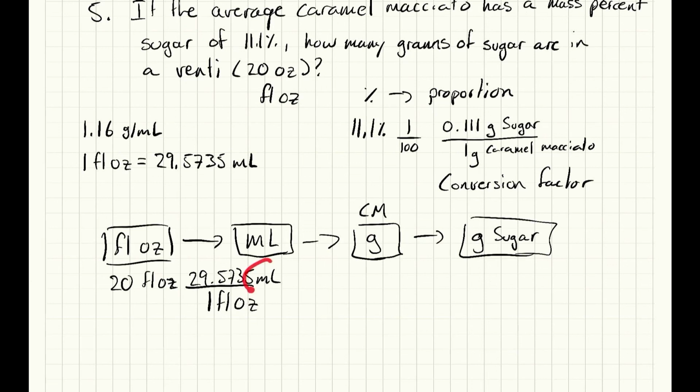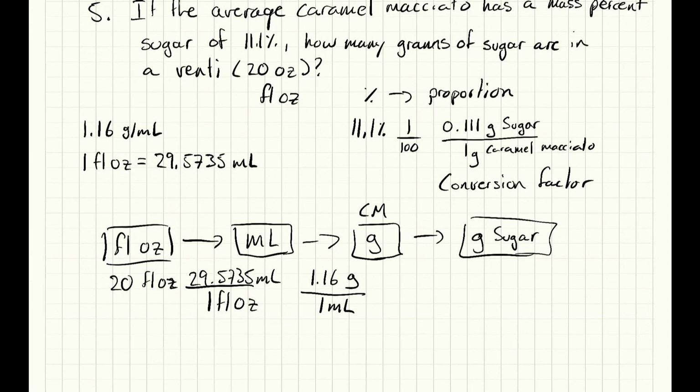Now we've got milliliters on top, and we want to convert to grams. So we want this unit on top to be grams. So we're going to look at our density of a caramel macchiato, and we're going to say 1.16 grams per 1 mL.